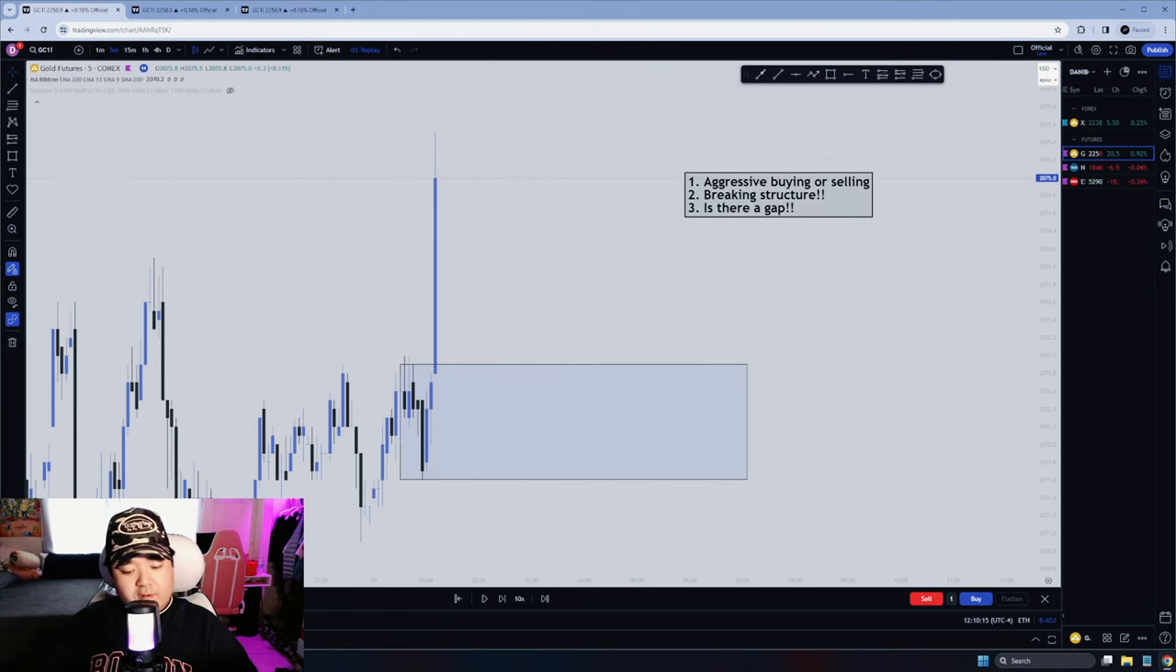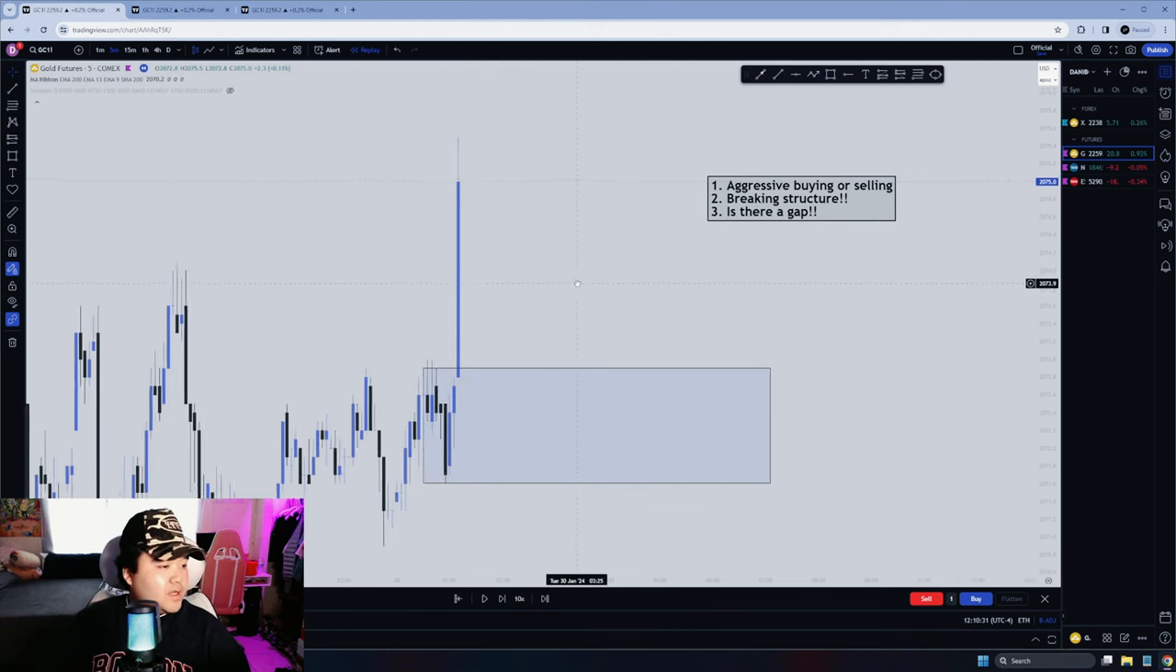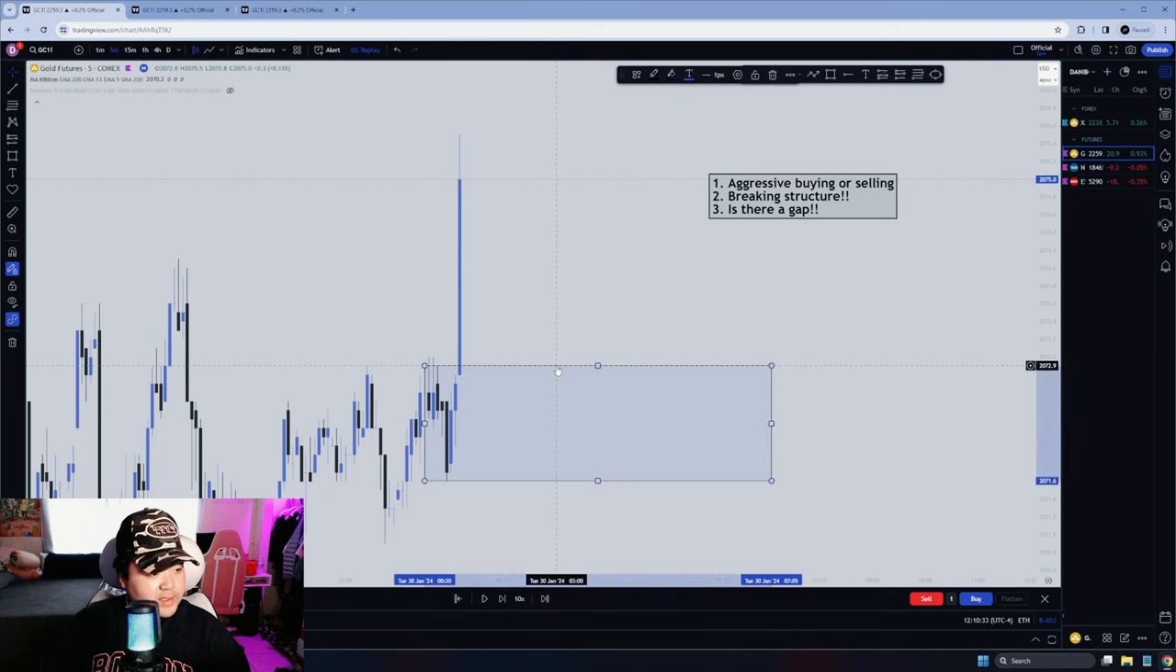So in order for you to have a gap and to have a zone, you need to see if there's aggressive buying or selling. Are we breaking structure, and is there a gap? The gap is going to come along if you see that we have aggressive buying or selling, and you'd understand which way we are going in the markets. Okay, so let me erase this.